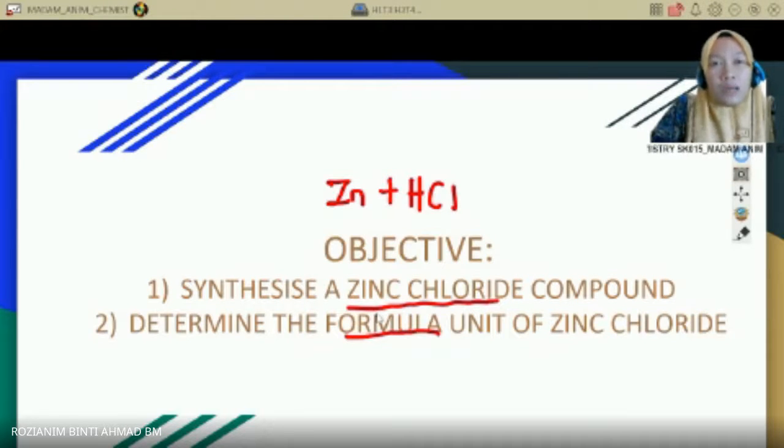Sekiranya prosedur nombor 8, nombor 9, nombor 10 tersebut tidak boleh lukis, you need to prepare a simplified sentence to guide you. Oh, nak buat apa? Oh, nak determine the formula unit. Itu yang kita nak. Sebab bila dalam jota tak ada target, tak ada target nak buat apa at the end of the procedure. So careful, update your jota after this.